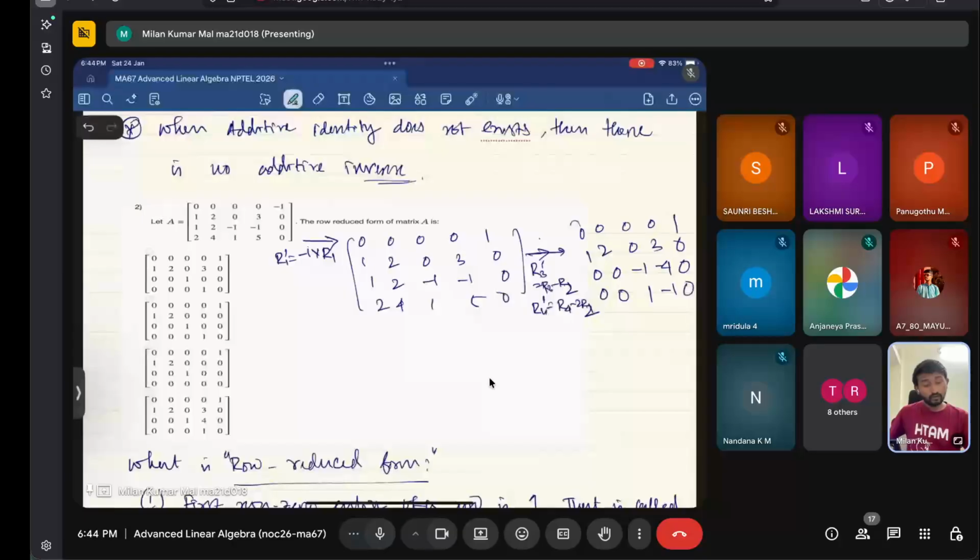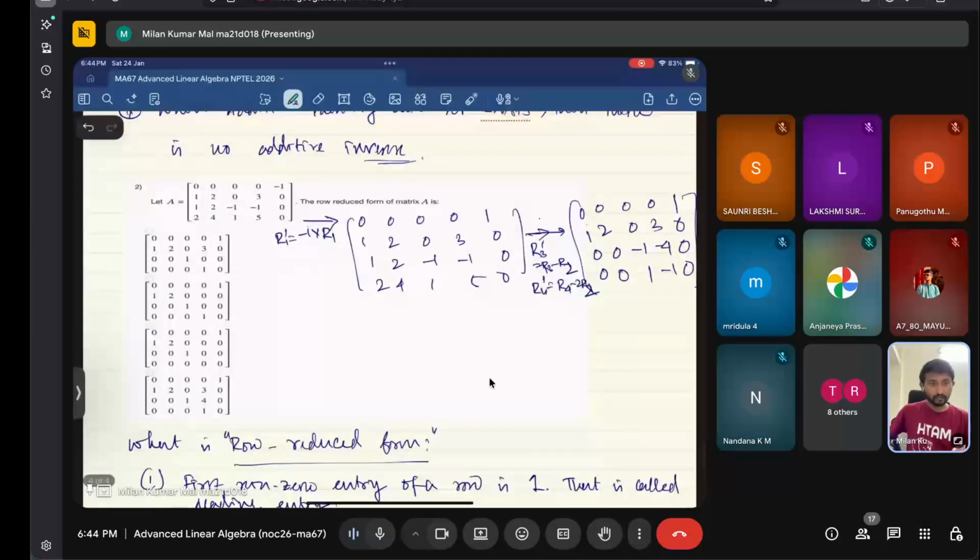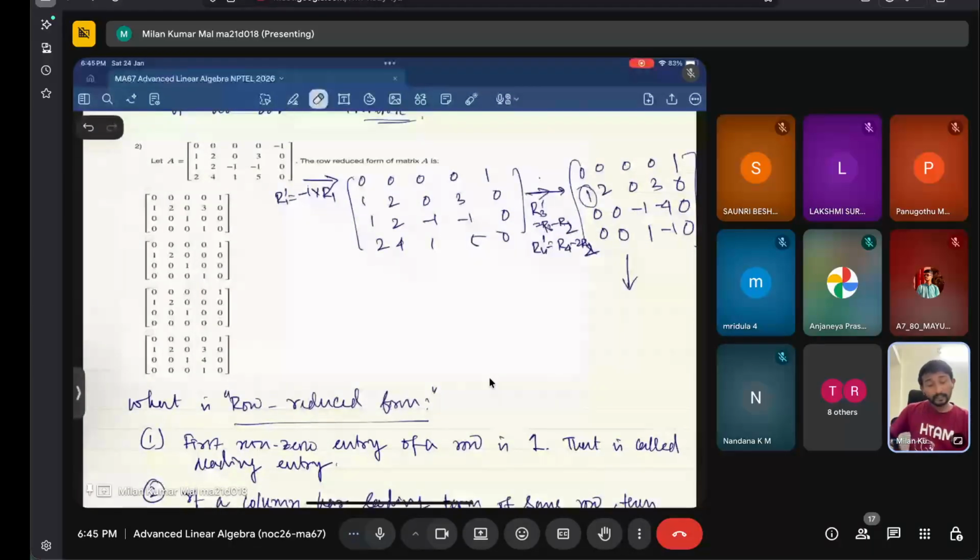So now look at that. Here is the leading term of the second row, and all other entries in that column where 1 exists are 0. Now the next process is, let's go to the third row. Here the leading term is -1, but we have to make it 1. So R3' = -1 times R3.